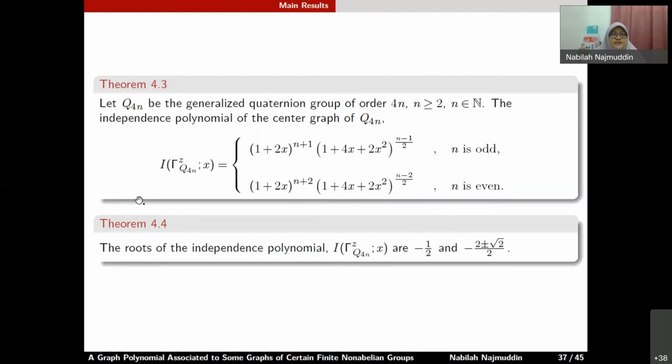Next, these are the final theorems, the last theorems. We have the independence polynomial of the center graph of Q4n, and these are the two polynomials. If we let this polynomial equal 0, we either have 1 plus 2x equal to 0, or this equals 0. So we have the roots as this.